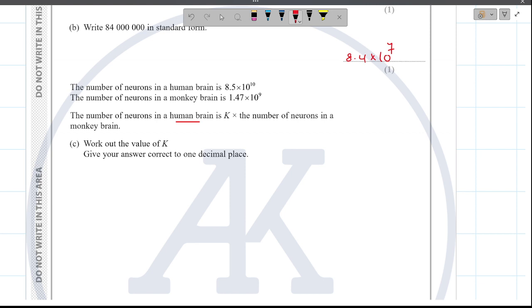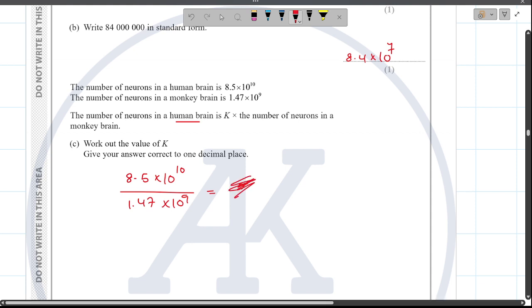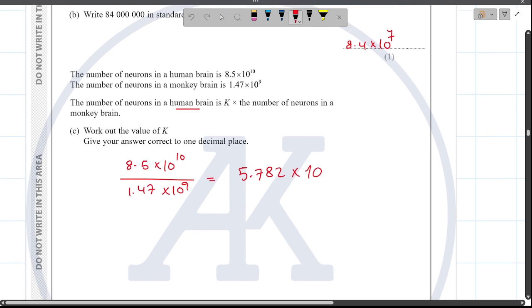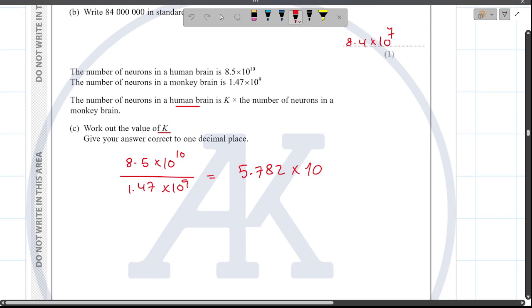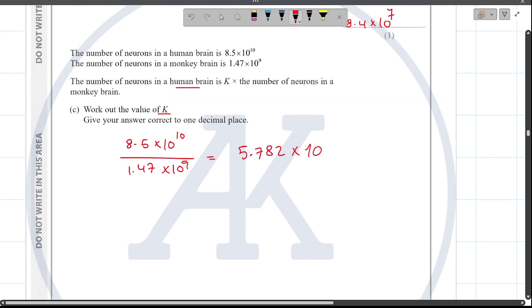So here we are going to divide 8.5 multiplied by 10 power 10 by 1.47 multiplied by 10 power 9. Okay, here 8.5 divided by 1.47 is 5.782, and multiply by 10. So we need to work out the value of k, so this will be the value of k, 57.8.